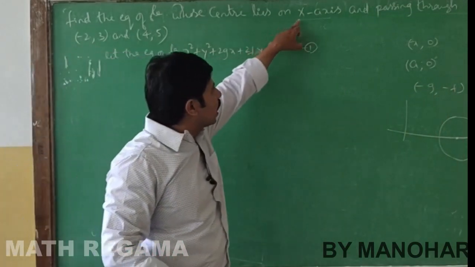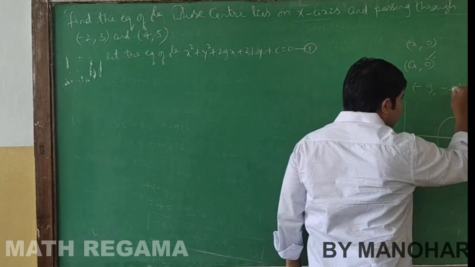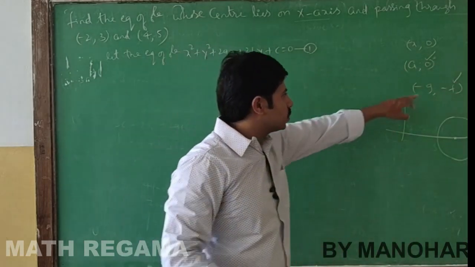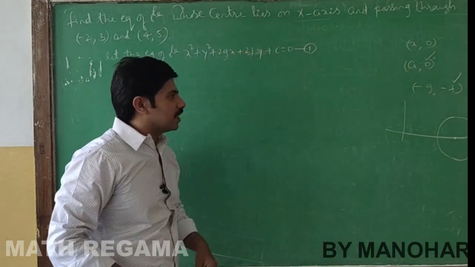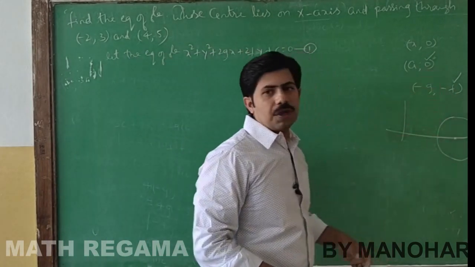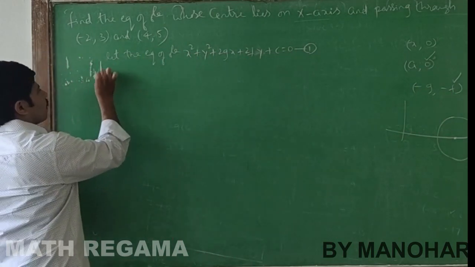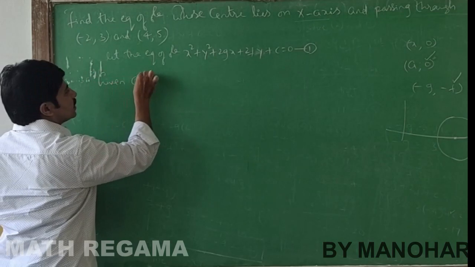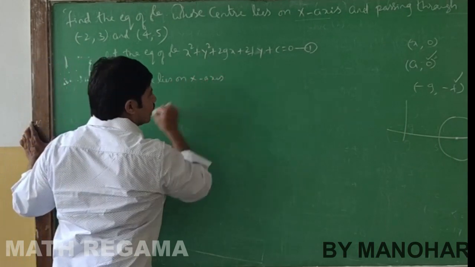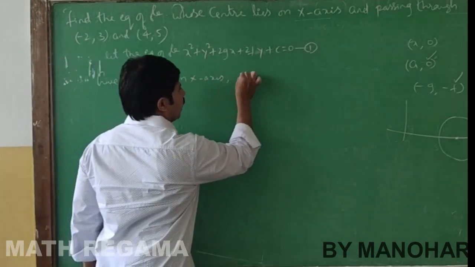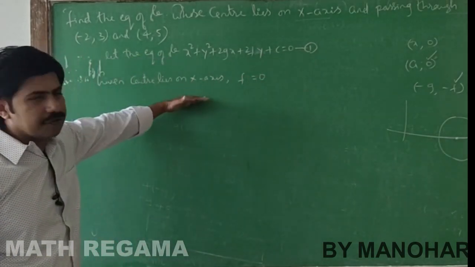But the condition is center lies on x-axis. So on x-axis y coordinate is 0. Here the y coordinate is minus f, so minus f is to be equated to 0. So clearly whenever center lies on x-axis, f value is 0. So directly I will write f is equal to 0. Now we got the value of f directly.